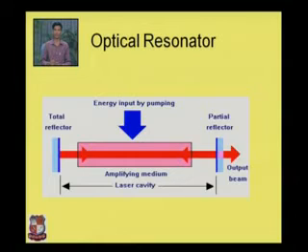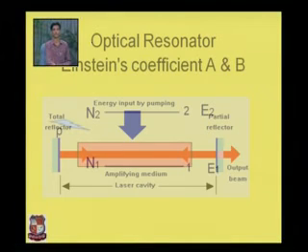But whenever a sufficient number of photons are achieved, you get the output from the partial reflector, which you can see from the red arrow. So these two mirrors are essential to continue your stimulated emission. These are known as the optical resonators.